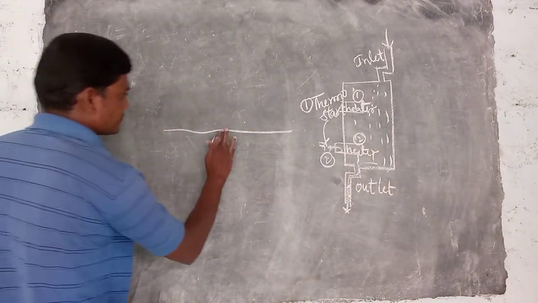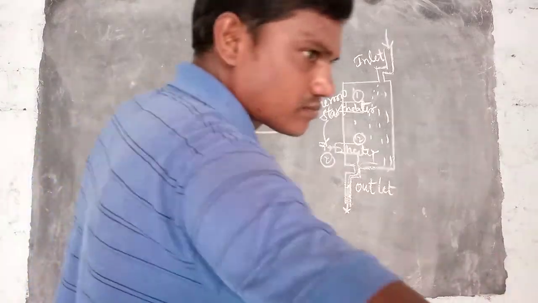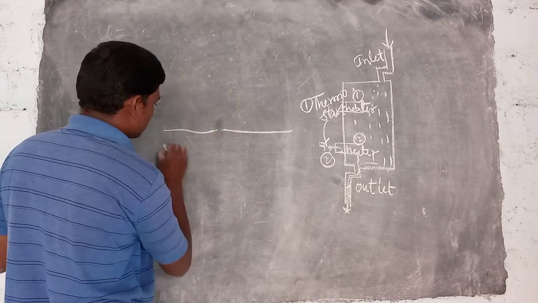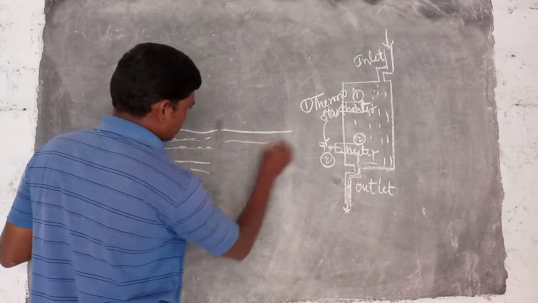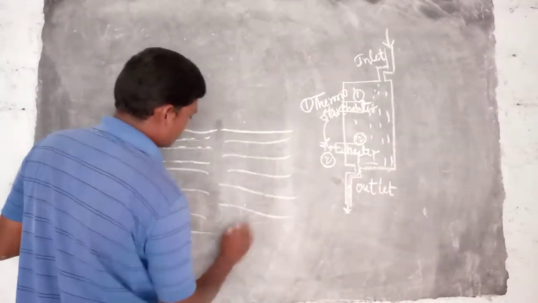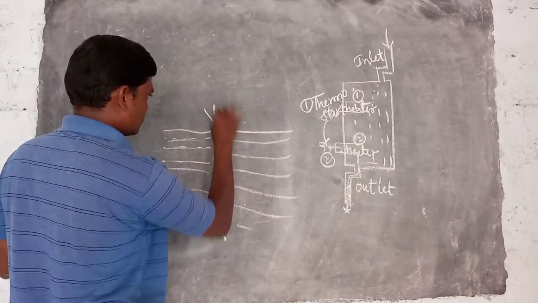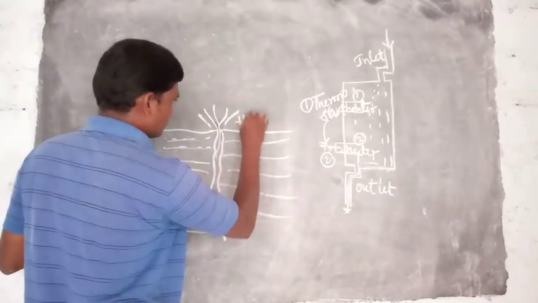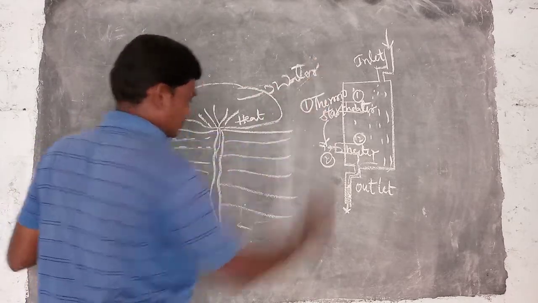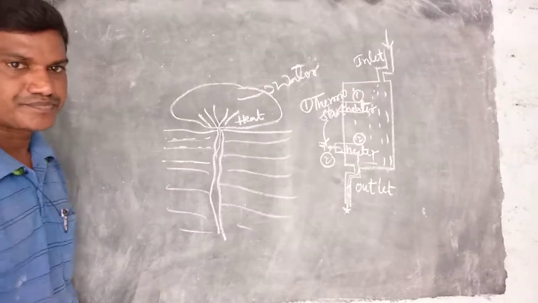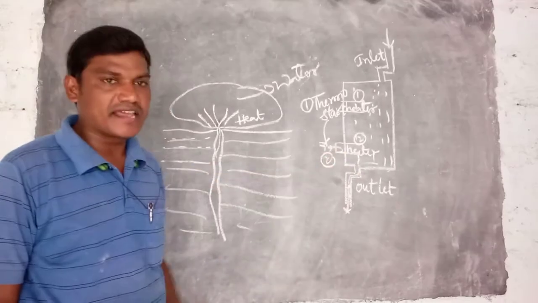So here we are observing a simple diagram of a natural geyser. This is the electrical geyser.